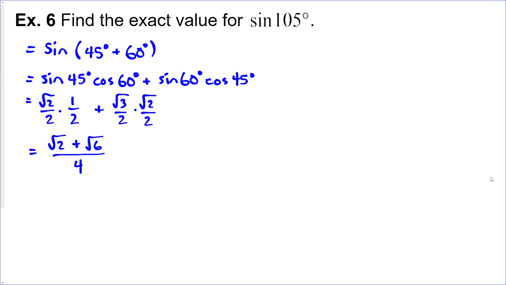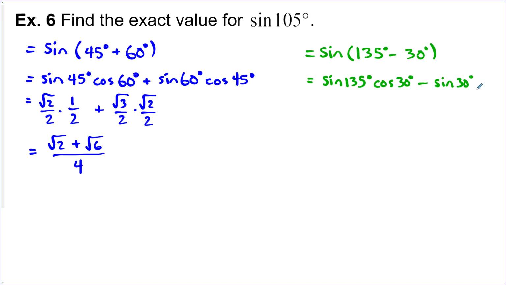Now you might say, hey, I didn't think of that, or wait a sec, will something else work? Yes, definitely. So what if you thought of sine 135 degrees minus 30 degrees? Well, now we'd be using sine's difference identity. So that would be sine 135 degrees cos 30 degrees, and minus, for the difference identity, sine 30 degrees cos 135 degrees. And now we know all these angles.